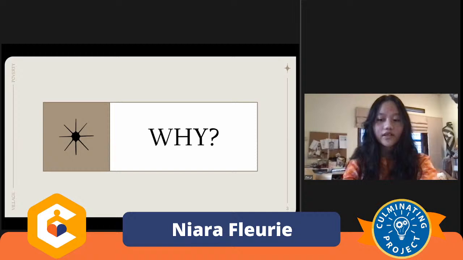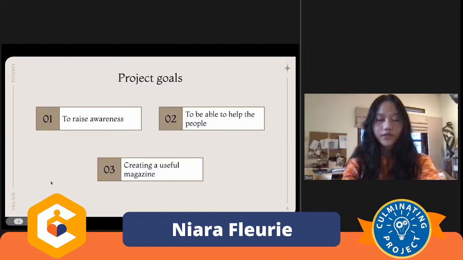Another reason I chose village poverty is that people tend to focus on general poverty or city poverty, which implies that village poverty receives less attention, which is relevant to one of my project goals, that is to raise awareness. In my opinion, raising awareness about village poverty in Indonesia is important, since, as I said before, not a lot of people usually pay attention to village poverty. Village poverty is also one of the major problems among Indonesia's poverty factors. That is why raising awareness about village poverty in Indonesia is important.